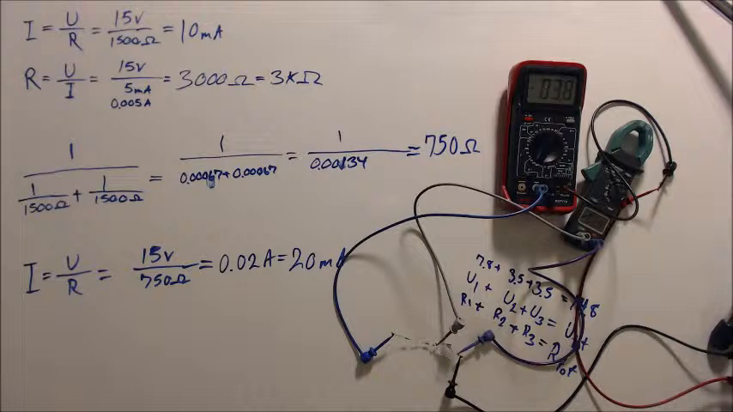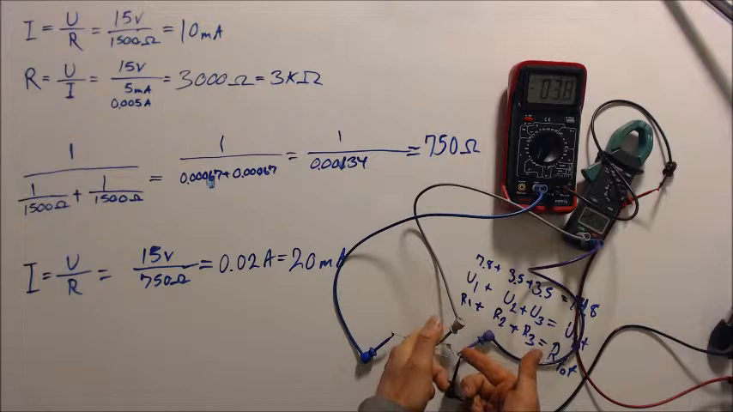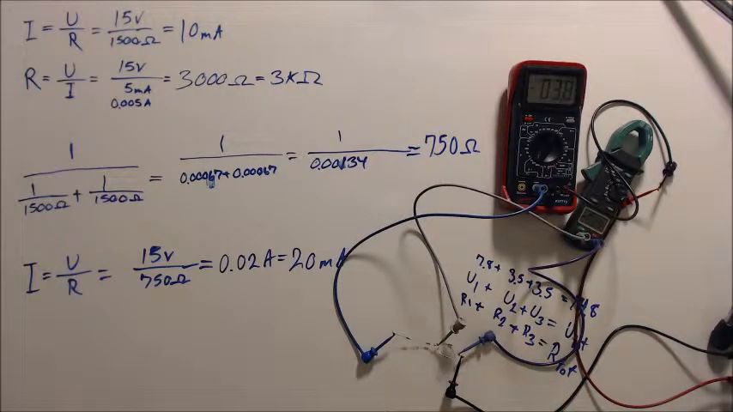Out of the 15, so the voltage drop is very small. But what's interesting is that it is the same over each of these resistors. So what the parallel connection is doing is that it's dividing up the current.